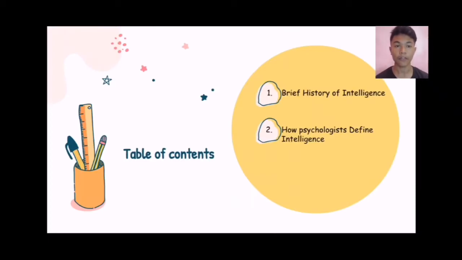Here is the table of contents of my points. The first is a brief history of intelligence. Next, I will continue the presentation about how psychologists define intelligence.